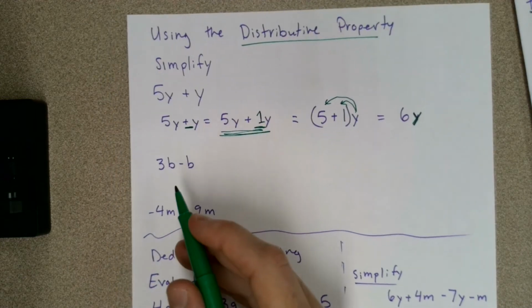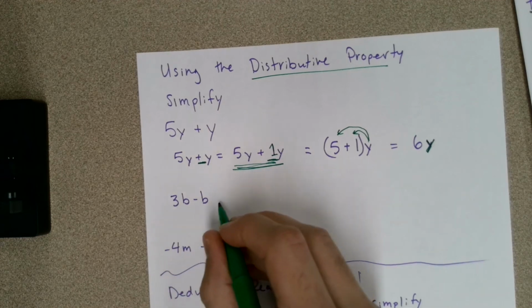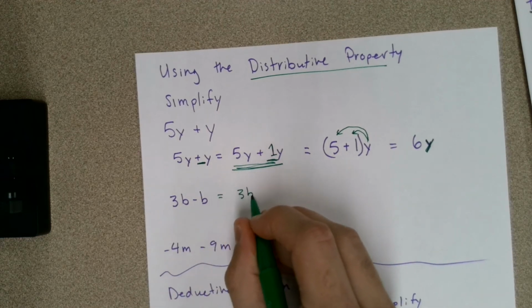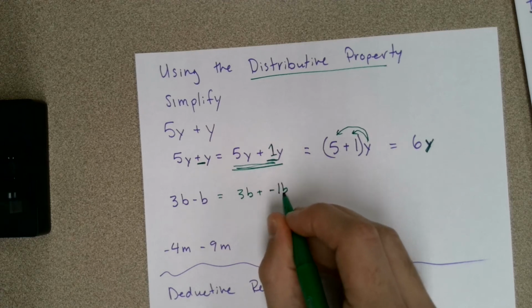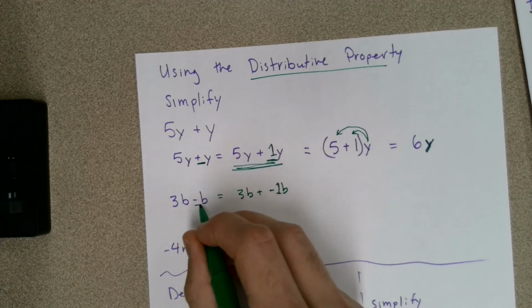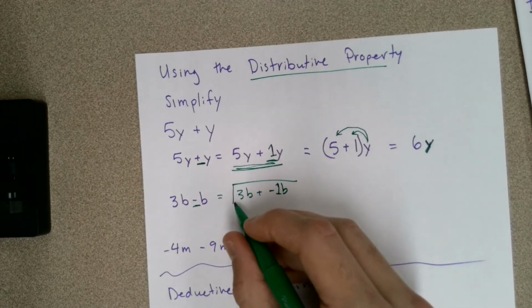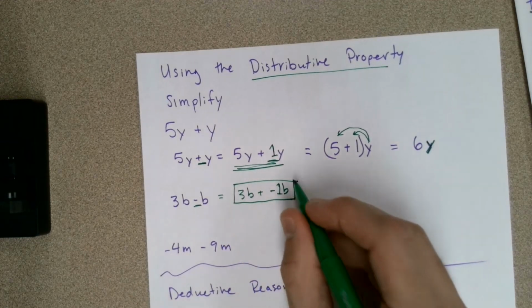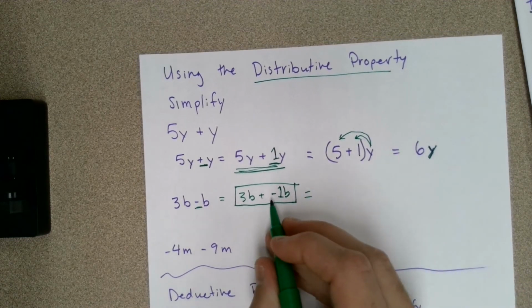All right, looking at this next example, we got 3b minus b. I'm going to rewrite as 3b plus negative 1b. Change that to a 1. I know that coefficient there. It's an imaginary 1. I'm going to finish boxing it off, even though it's not done yet. So that's 3b plus negative 1b.